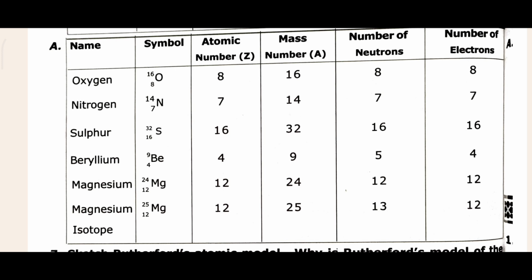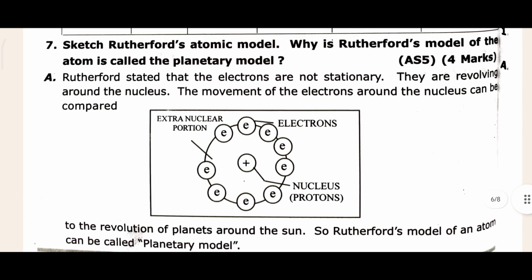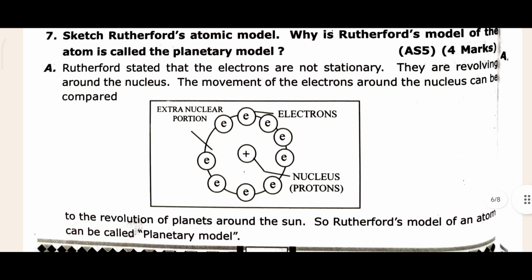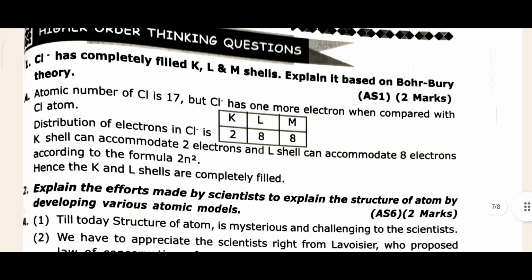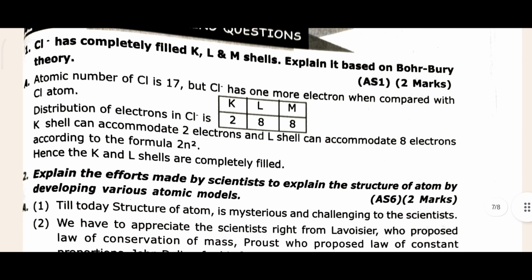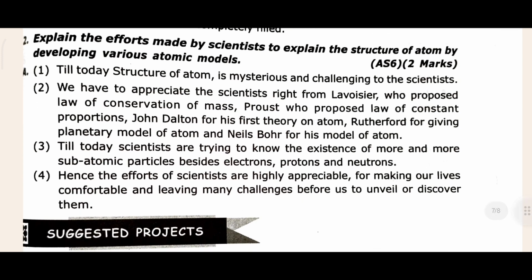I hope this is clear for you. If it is clear, then come to the seventh one, and that's your seventh question, and the answer is here. All right, so let's go. Now the higher order thinking questions: that's the first question, and the answer is here. After that, that's your second question, and the answer is here. I hope this is clear for you.